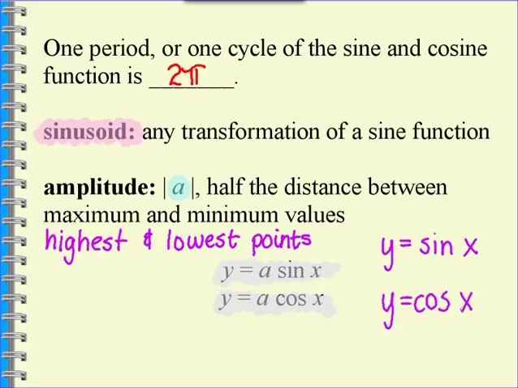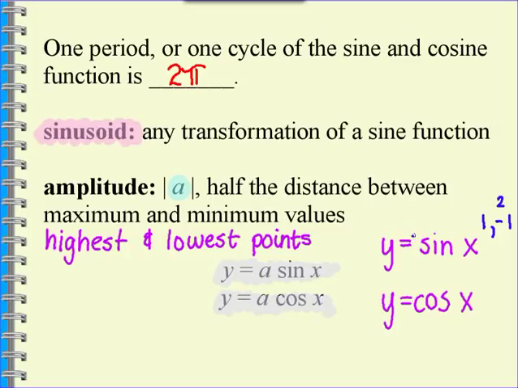What was the highest point in sine? 1. What was the lowest point? Lowest point was -1. So what's the distance between those two? The distance is 2, right? So let's apply this definition: half the distance between the maximum and minimum values. So half the distance of 2 is 1.